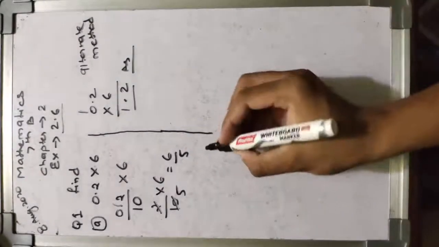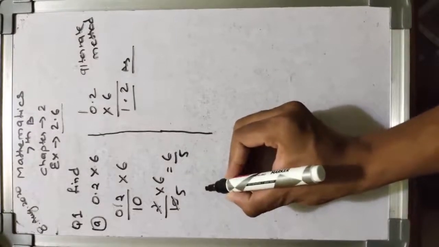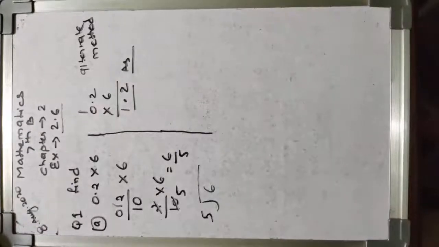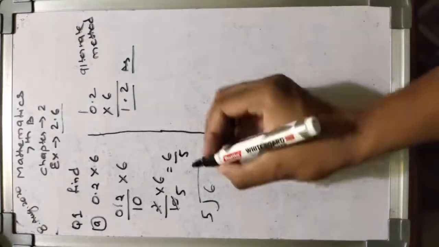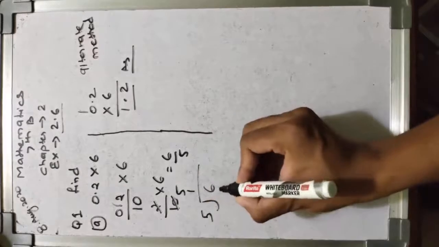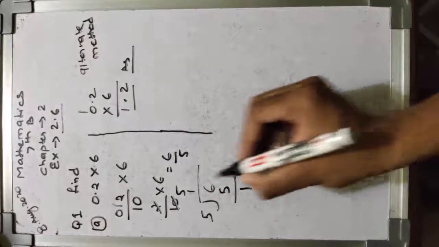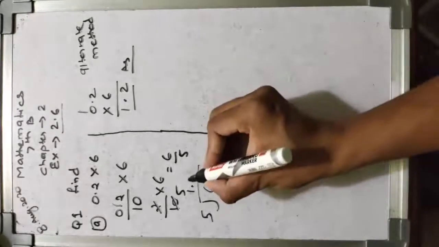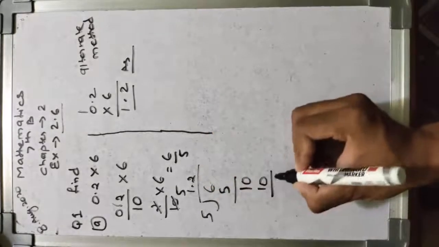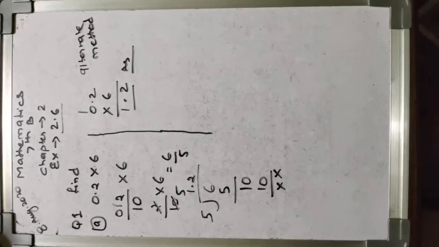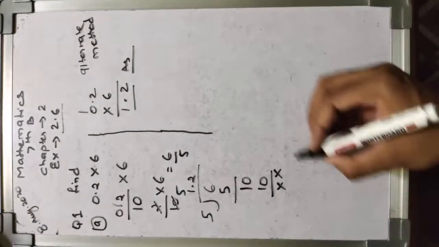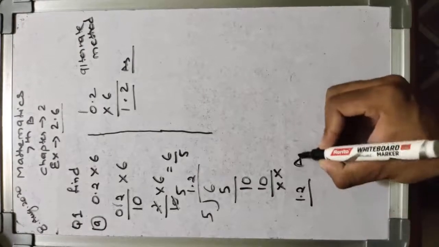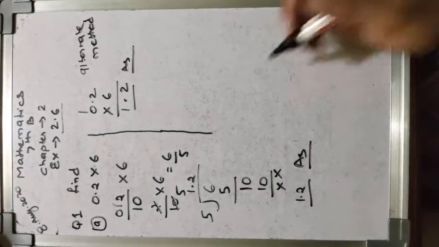Now you have to divide 6 by 5 by your conventional method. So 5 ones are 5 and we get carry 1 here, and we will put the decimal here and put 0 here. So 5 2s are 10. So the remainder we get is 0. So you get the answer 1.2 here. I hope you understand this method.